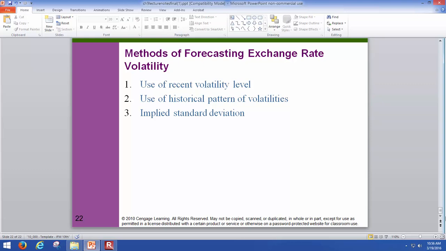The second is use of historical pattern of volatility. So we can go back, collect the exchange rates, and we can look at the standard deviation, the average values, and so on. That is the second way to predict the volatility. And the third one is the implied standard deviation. So what is the implied standard deviation? If you look at option prices, one of the most important variables that enter into the Black-Scholes model is the standard deviation of the exchange rate. So we can look at the call prices and put prices and try to back out a standard deviation, and that would be the implied standard deviation.